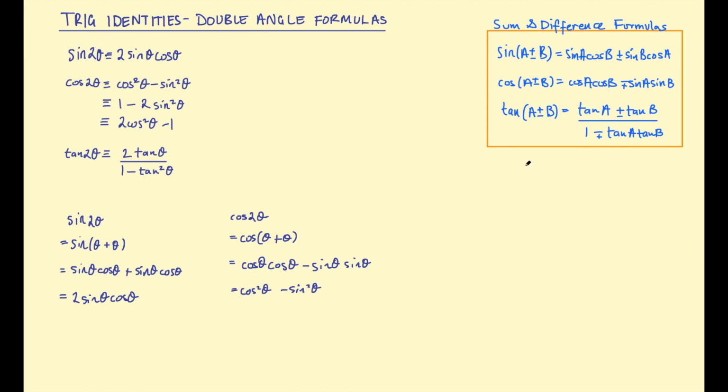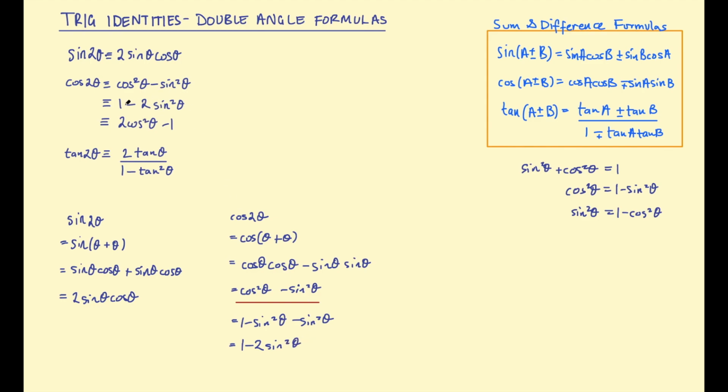For the next one, you need to remember that sine squared theta plus cosine squared theta equals 1. And you can rearrange this to say that cosine squared theta equals 1 take sine squared theta, and also sine squared theta equals 1 take cosine squared theta, and use these to substitute into this expression. So this was our first identity, and then we can substitute in, for example, 1 take sine squared theta for cosine squared. This would be 1 take sine squared theta take sine squared theta, which is 1 take 2 sine squared theta. That's our next identity there.